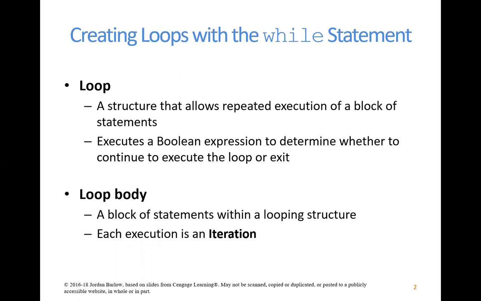The difference is that in an if statement, everything is only executed once. In a loop, the set of instructions inside of the loop, or the loop body, continues to be executed over and over and over again until that Boolean expression is no longer true. Each time it goes through, the looping structure or the loop body is called an iteration.